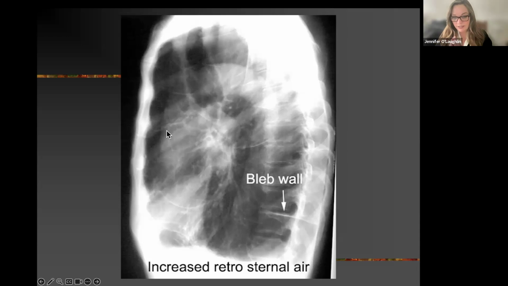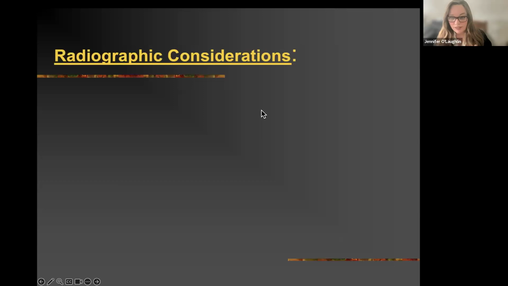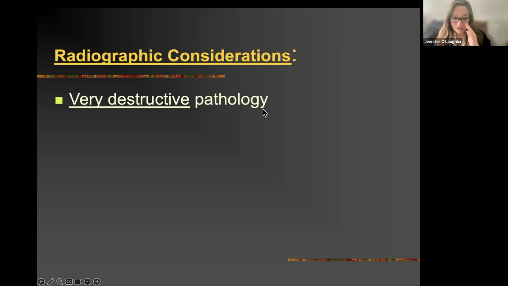Again, the heart is actually being separated from the sternum because there's all this air in the lungs that is pushing the heart and the sternum away from each other. So with all this hyperinflation, what this means for you as the tech, if you're x-raying somebody who has emphysema, is that it is a very destructive pathology.